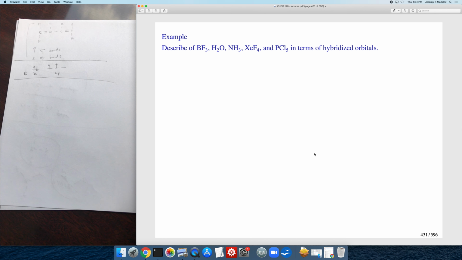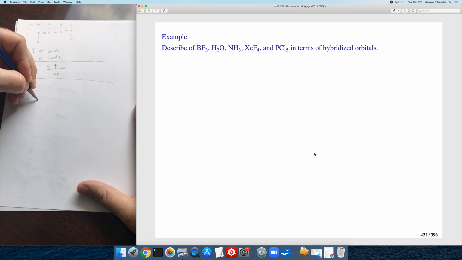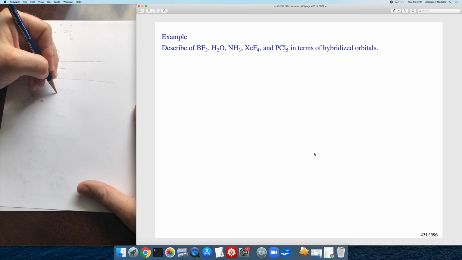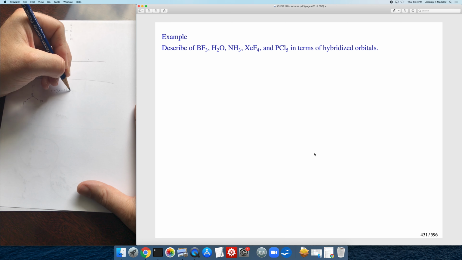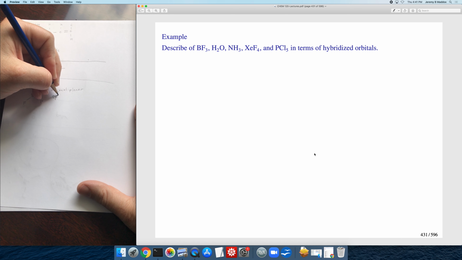Okay, so let's consider boron trifluoride. Boron trifluoride is a well-known exception to the octet rule. It's an electron deficient species. Okay, so around boron we are going to have 3 electron pairs. This is going to be a trigonal planar geometry, and the hybridization for trigonal planar is sp².